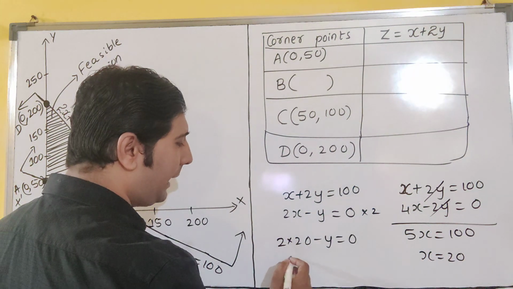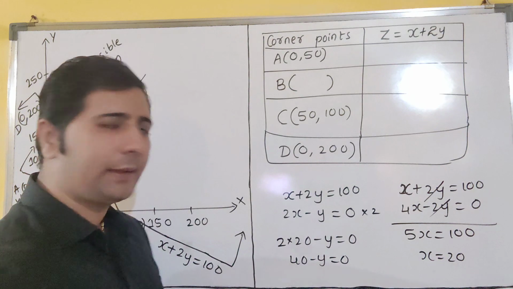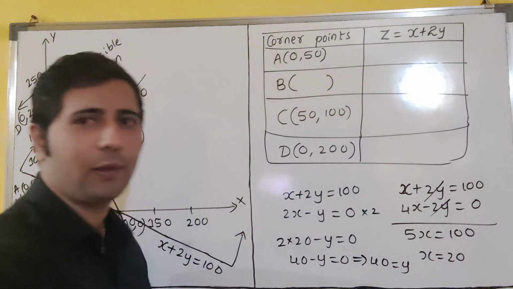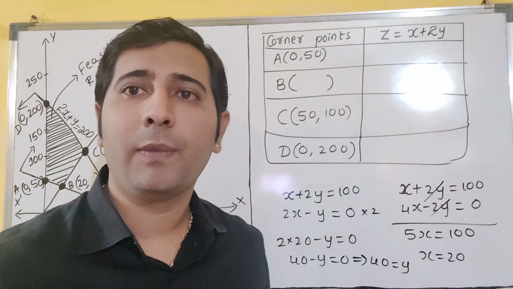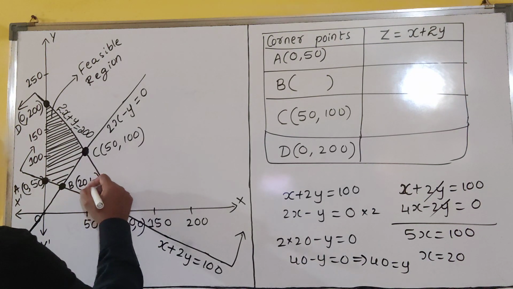So now 2 into 20 is 40, minus y is equal to 0. Minus y you take this side. It will become what? Plus y. 40 is equal to y, dear students. Y value is how much? That is 40 we got, dear students. Got it? So y value is 40.